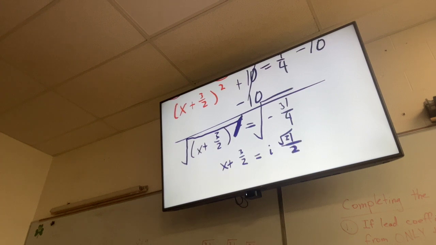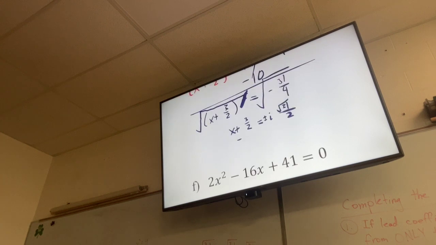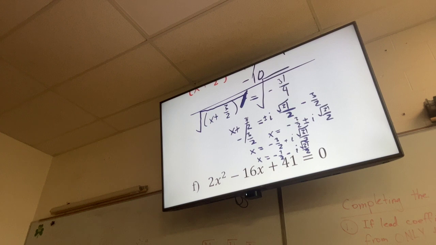Okay. Oh, plus or minus. Sorry, forgot my plus or minus. Okay. Now to get x by itself, I just have to subtract that 3/2 over. So my answer is x equals negative 3/2 plus or minus i root 31 over 2. So one solution is x equals negative 3/2 plus i root 31 all over 2, and the other is x equals negative 3/2 minus i root 31 over 2.